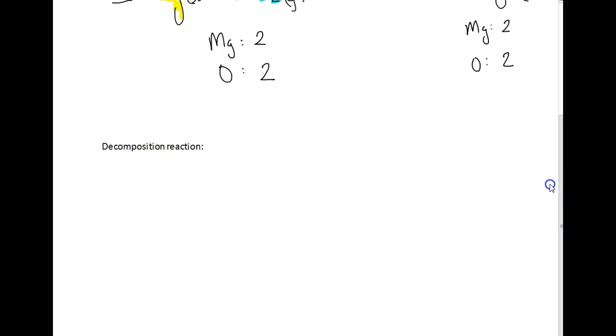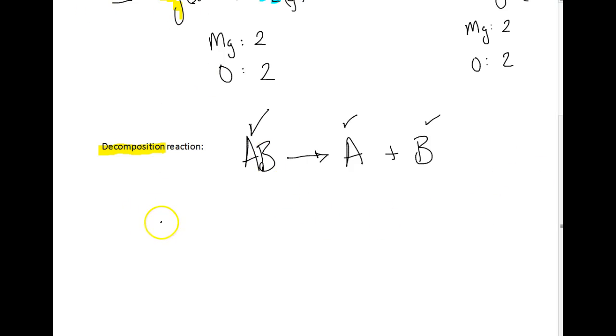Now, decomposition reactions are pretty much the opposite of a synthesis reaction, and we did see one of these yesterday in our lab as well. Decomposition reactions usually take the form of a compound that gets broken up into its elements, or elements that make up another compound. So essentially we have a single compound being broken down into single elements or compounds.